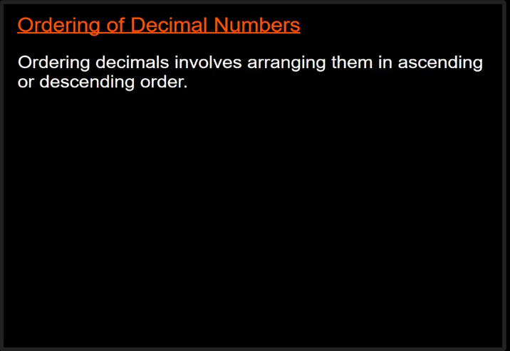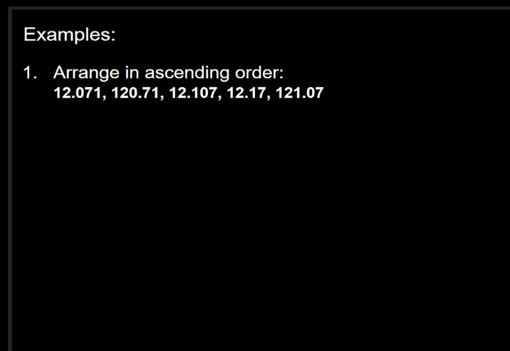So this will be our final video on decimal numbers. So we'll be taking ordering of decimal numbers. Ordering decimals involves arranging them in ascending or descending order. That is what ordering of decimal numbers means. So let's look at the steps in which we are to order decimal numbers. We'll take that using examples.